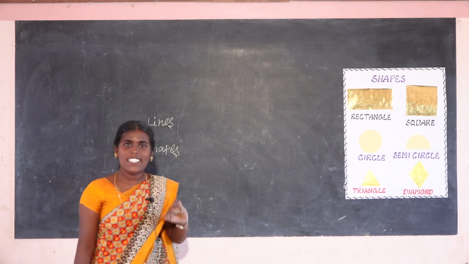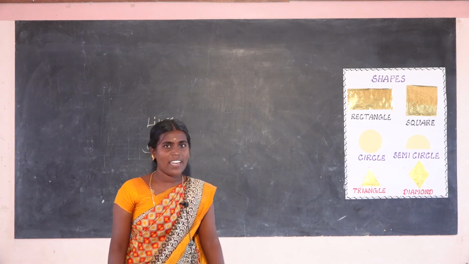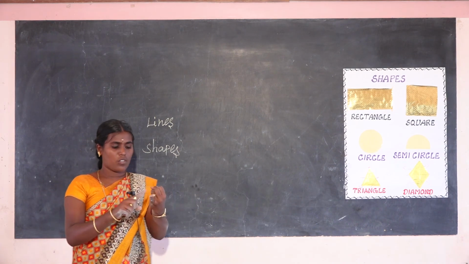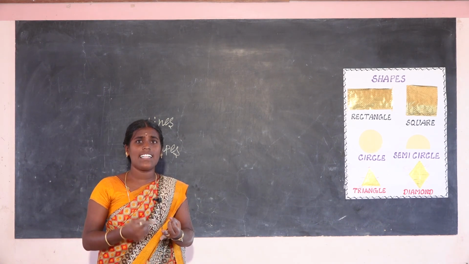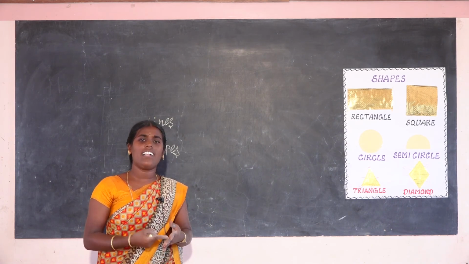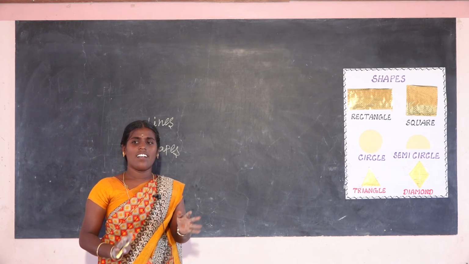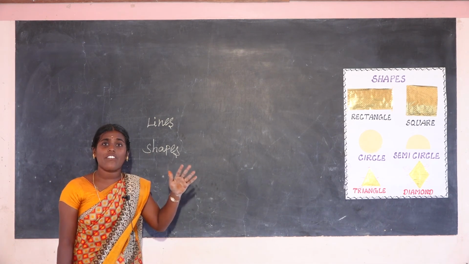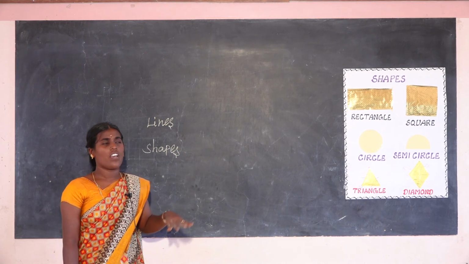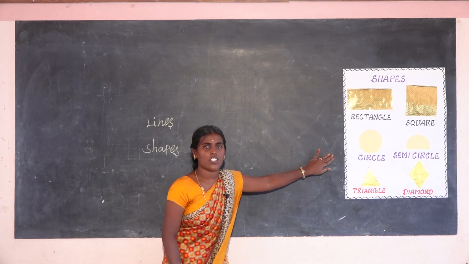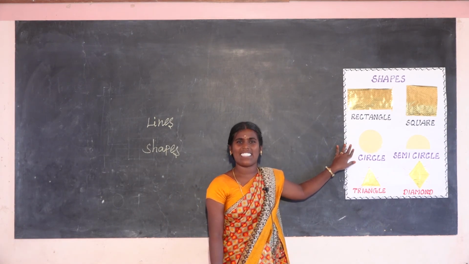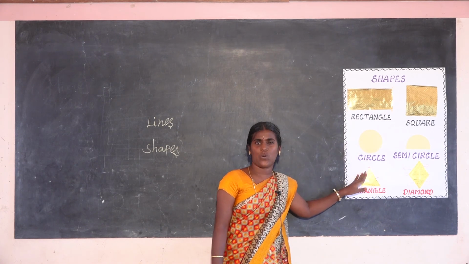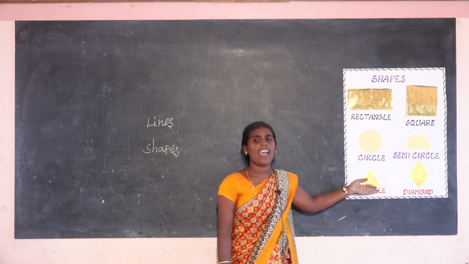Next one is shapes. Today we see the flat shapes only. Next class I will explain about the solid shapes. What are the examples of flat shapes? Square, rectangle, circle, semicircle, diamond, triangle, etc. These are all examples of flat shapes. Every shape has features also. Features means how many sides there are, how many corners there are, and whether the lengths are equal or unequal. Everyone learn this in this lesson.